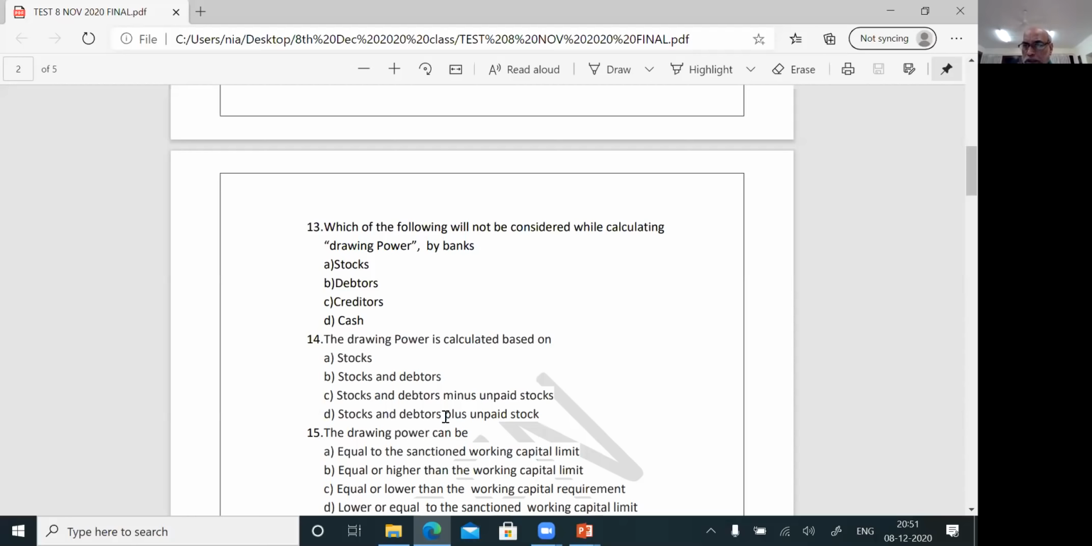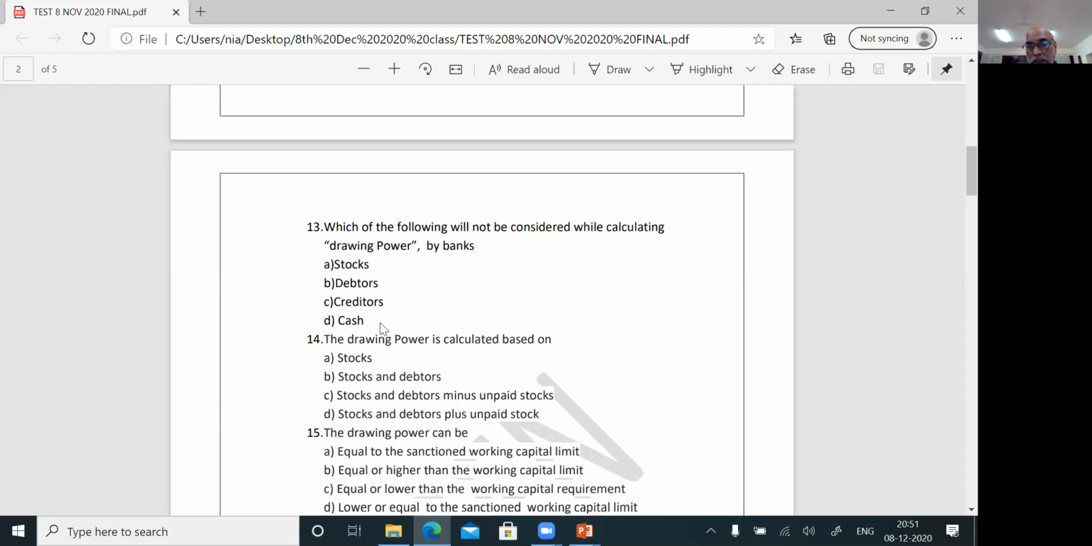When you do 2-3 examples, you will come to know. Which of the following will not be considered while calculating the drawing power by banks? Stocks you will consider, debtors you will consider, creditors you will consider, cash you will not consider. Question number 13: cash will not be taken to work out the drawing power. So the first three are correct, D is not correct.